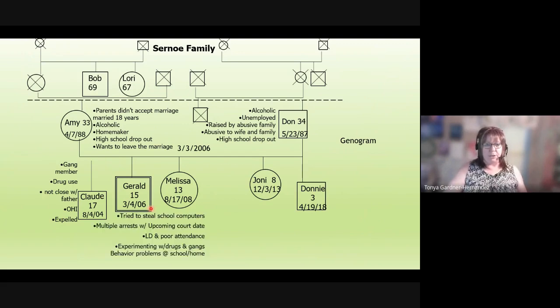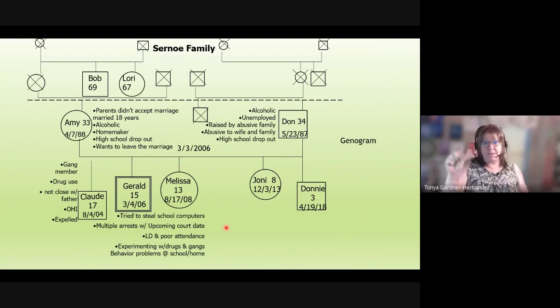Next, we have Gerald, and Gerald, again, is our identified client. So in this particular case, I would be a high school social worker that has received this case. Gerald basically tried to steal some computers from school. They were checked out to him appropriately, and then he tried to claim that they were lost, but in fact he had them, and he tried to pawn them off at the local pawn shop.